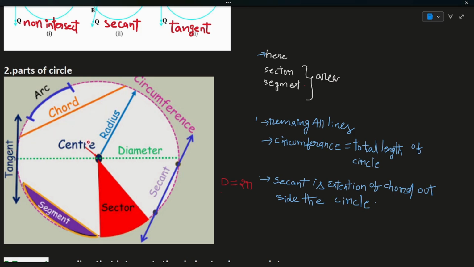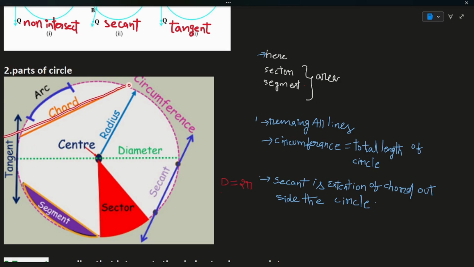There is a difference between the chord and diameter. Simple. The difference between the chord and diameter is, in the case of a diameter, this line passes through the center. But in the case of a chord, this line does not pass through the center. So this is the difference between the chord and the diameter. If a line passes through the center, I can call it a diameter. If the line is not passing through the center, I can call it a chord. See, observe the similarity between the chord and the secant.